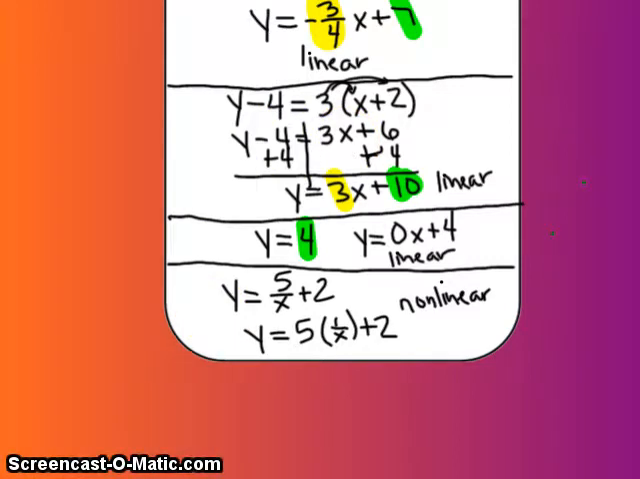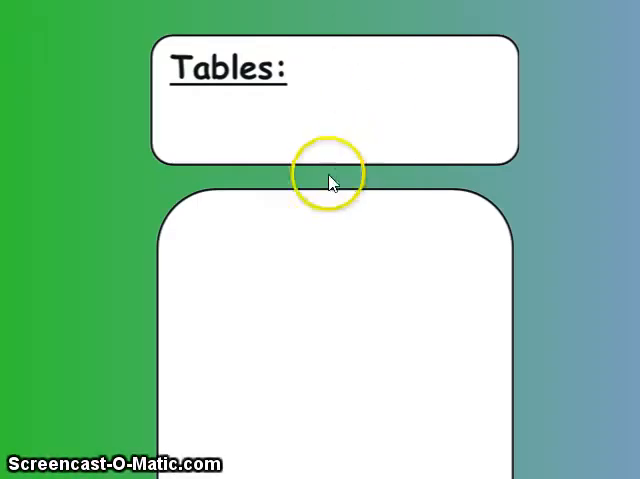Alright, here we go to tables. We're in that middle column. For your tables, there has to be a constant increase or a constant decrease in your x's and y's.